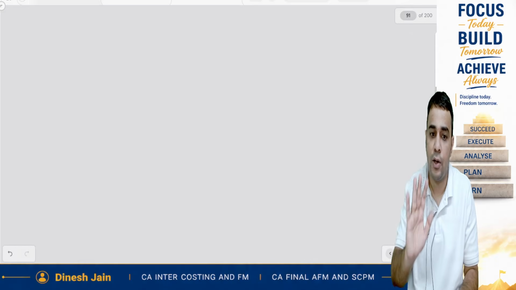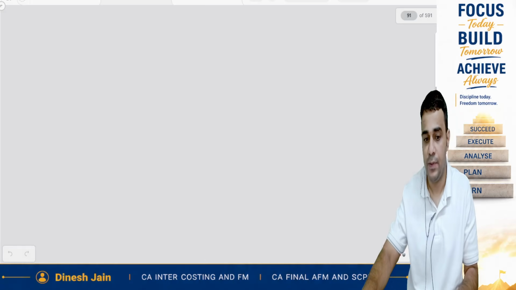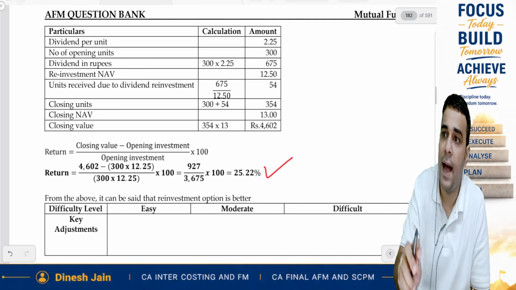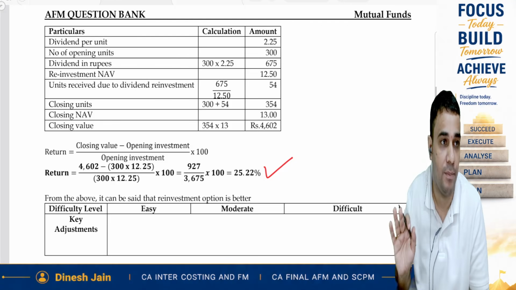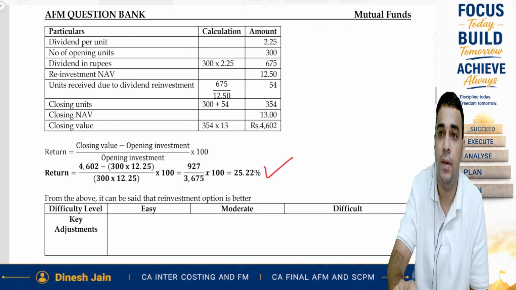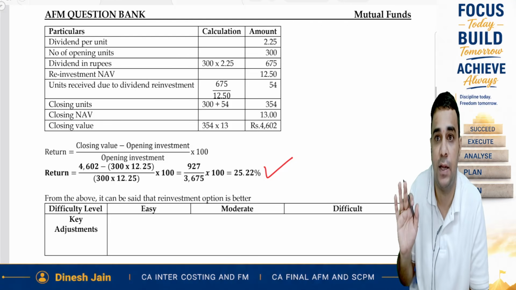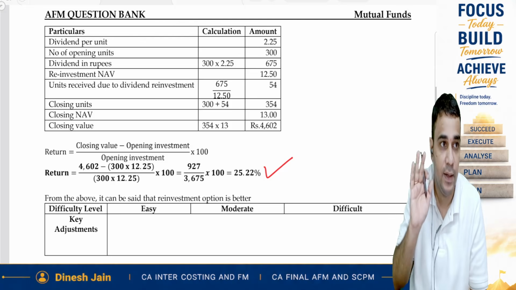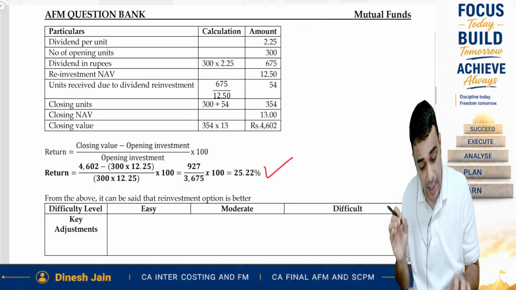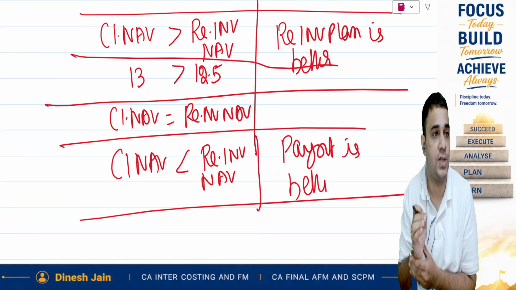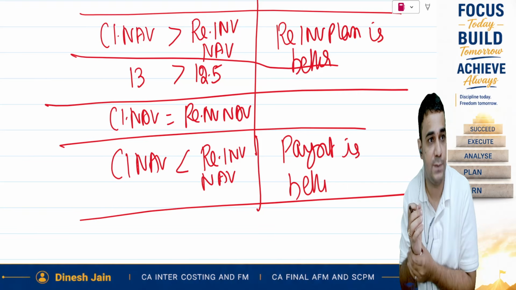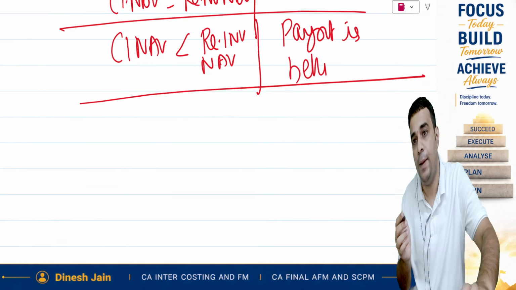So coming back to this question, if I go as per the problem, reinvestment is better. As per the modified question, payout is better.